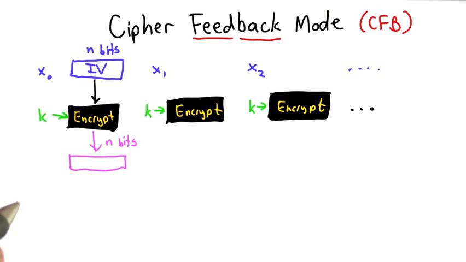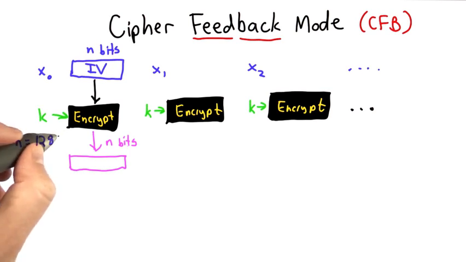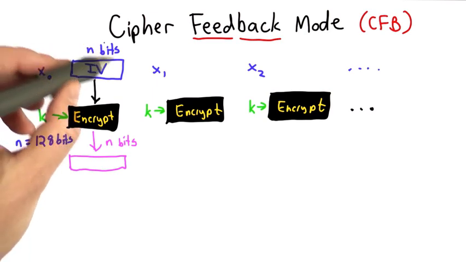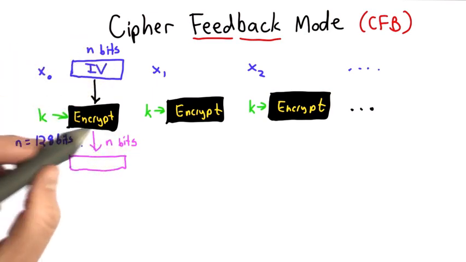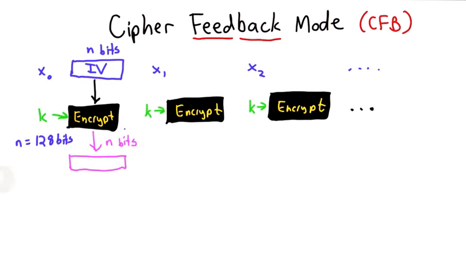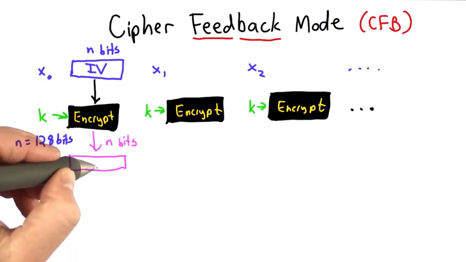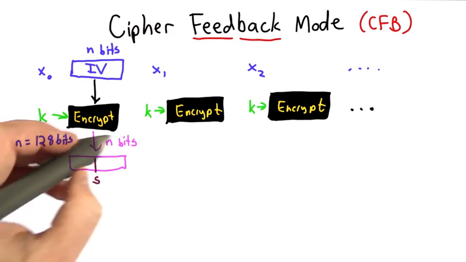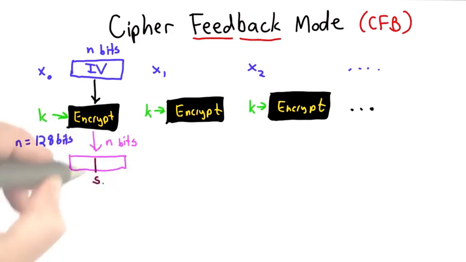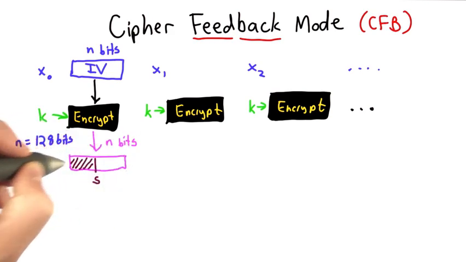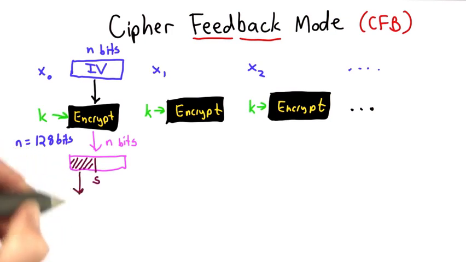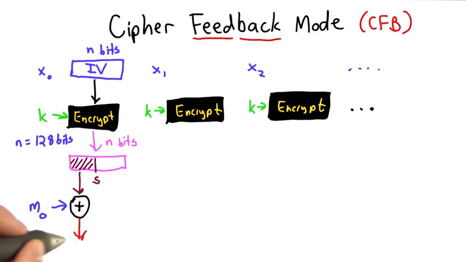We'll use n as the encryption size. So for AES, we'll assume n is 128 bits, whatever the block size is. So the size of the input block and the size of the output from encrypt is 128 bits. This cipher has an additional parameter, which we'll call s. And s is how we're going to divide the output. We're going to take the first s bits of the output, and those will be XORed with that message block, producing the output ciphertext. This looks very similar to counter mode, except we haven't used the entire output here.